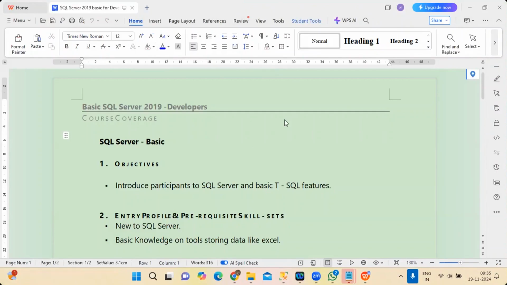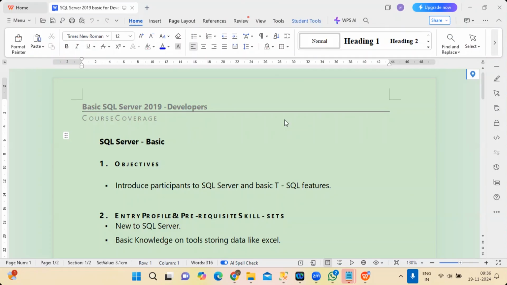The audience for this training is people who are well versed with some data storage tool, like Excel, or people who are completely new, which is also fine, but people who are looking to move to data. We have seen that yesterday. We have four important roles in any organization: a data analyst, a data engineer, a data scientist and an AI engineer. So you have four roles where data is important.